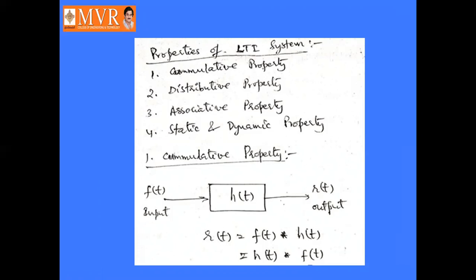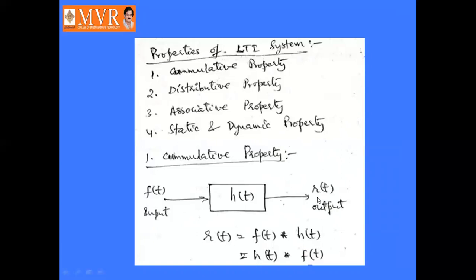How is the cumulative property defined? See, if this box is the system having the impulse response h of t, it has the input signal f of t and the output signal r of t.